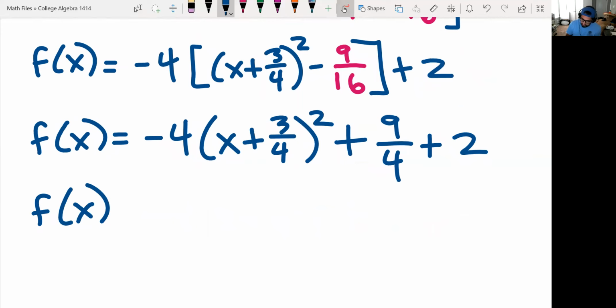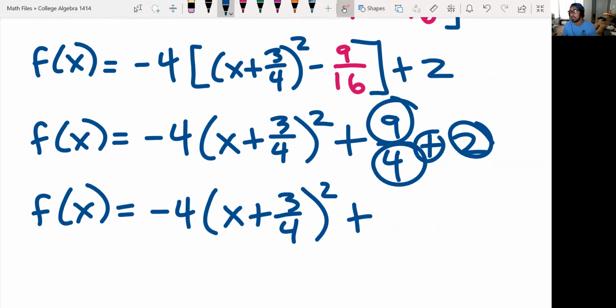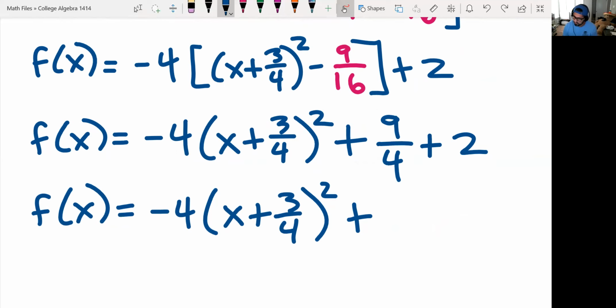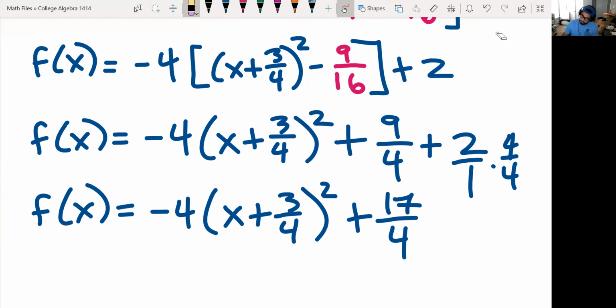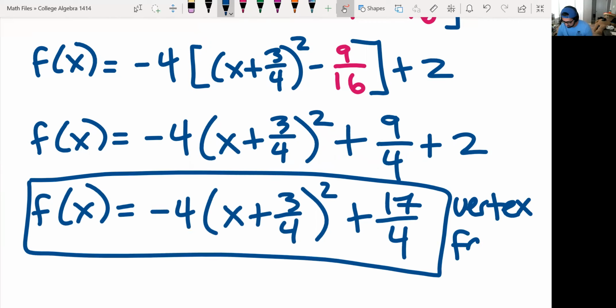We get f of x equals -4 times x plus 3/4 squared plus 9/4 plus 2. 2 times 4 is 8. And 8 plus 9 is 17, which gives me 17/4. Or put 2/1 multiplied by 4/4. That'll give you 9/4 plus 8/4, which is 17/4. And after much trouble, we get vertex form.